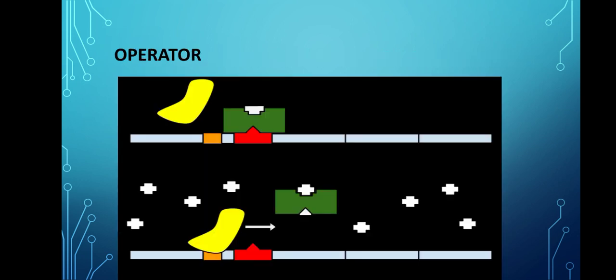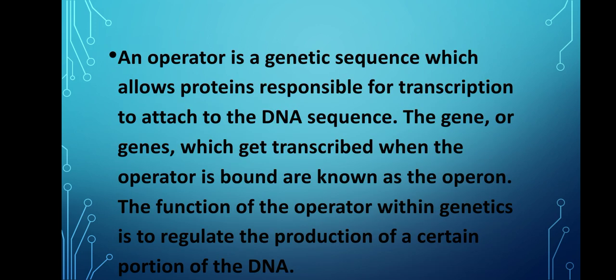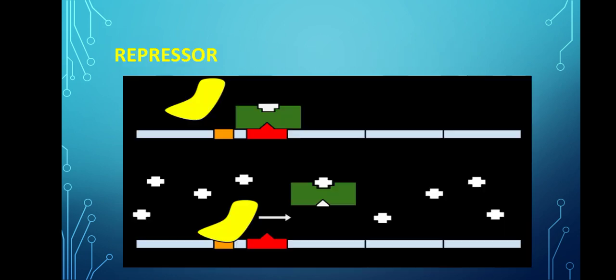The second one is the operator. An operator is a genetic sequence which allows proteins responsible for transcription to attach to the DNA sequence. The gene or genes which get transcribed when the operator is bound are known as the operon. The function of the operator within genetics is to regulate the production of a certain portion of the DNA.